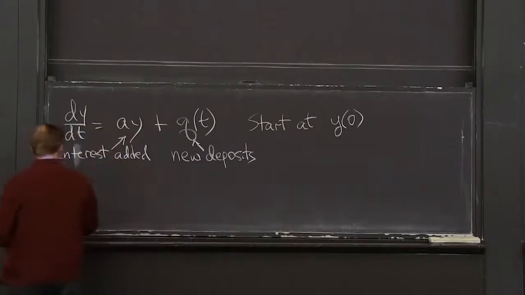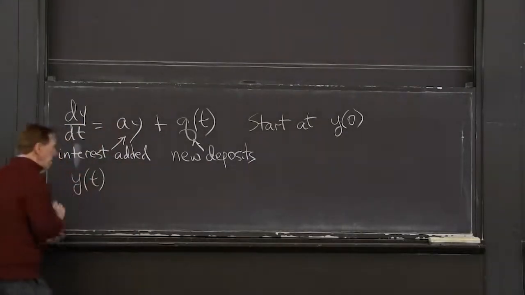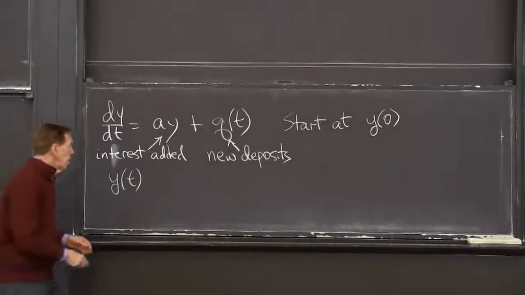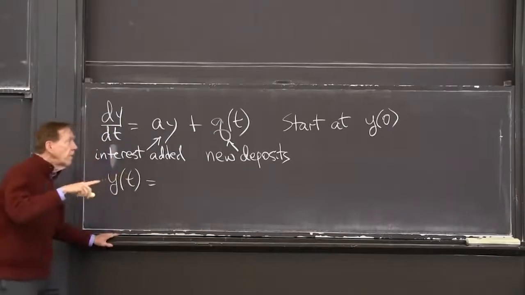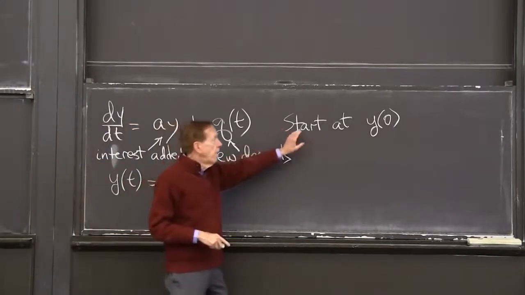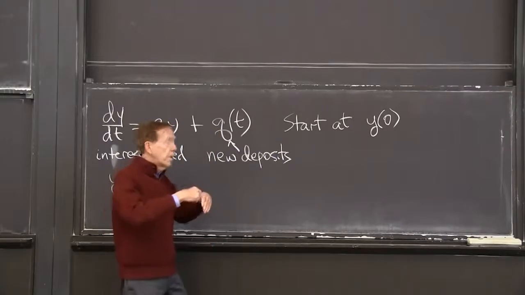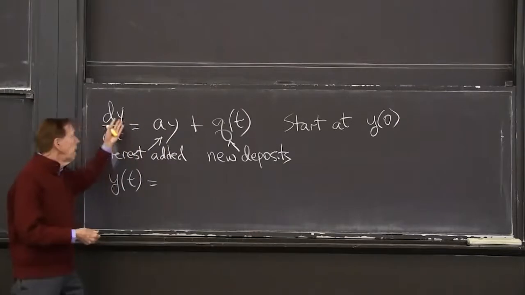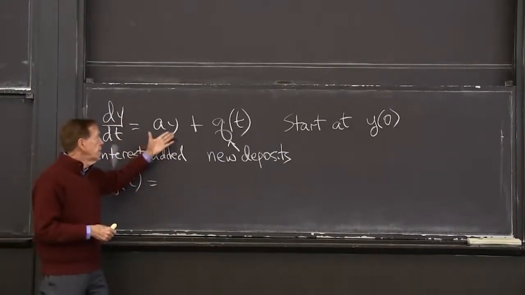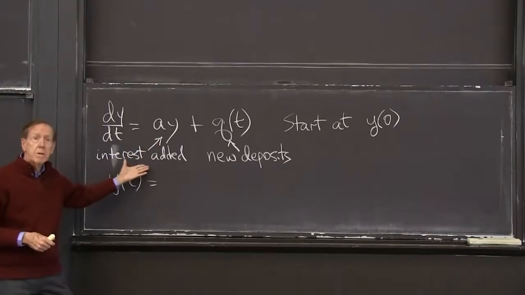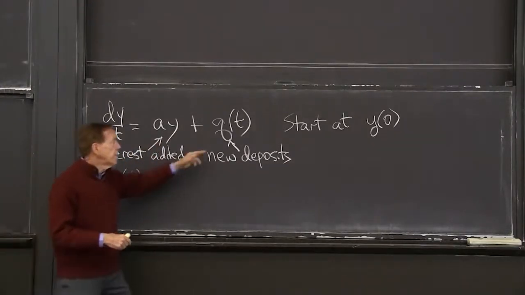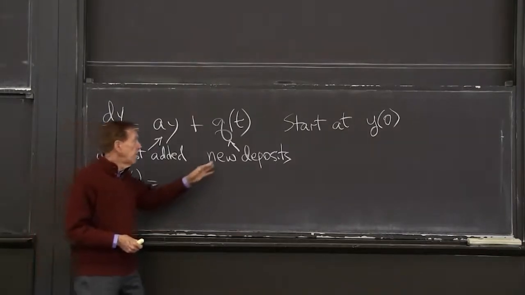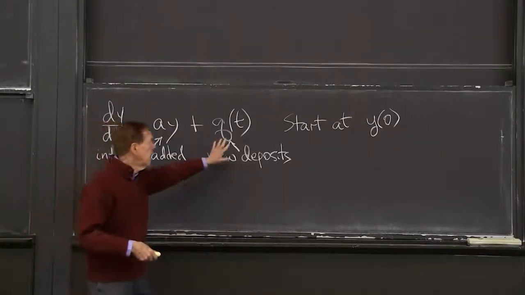Okay, the formula is going to be, this is the big formula, you could say, for first-order linear equations. So y of t. First, we have the result of the amount, I'm thinking of this as balance. The money in a bank is y. It's increasing at this rate because of interest being added, and it's increasing at this rate because of new deposits being added.